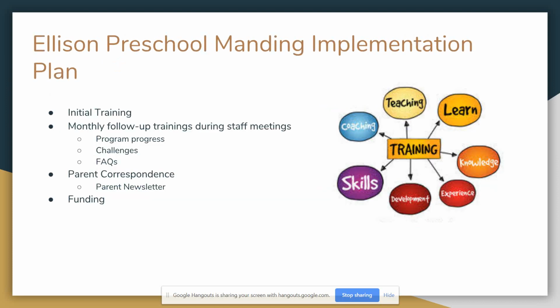The Manding with a Purpose implementation will consist of this initial training, followed by one monthly follow-up training through the course of this intervention. The follow-up trainings will take place for the last 10 minutes of the monthly staff meetings and will cover program progress towards goals, challenges that are being faced, and answer any frequently asked questions from the past month. In addition, a brief program update will be included in the parent newsletter.